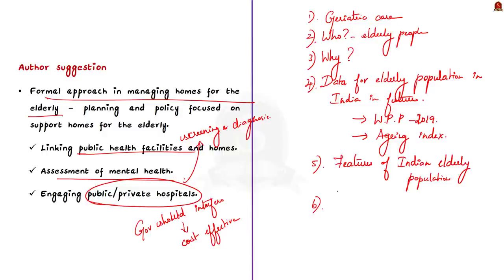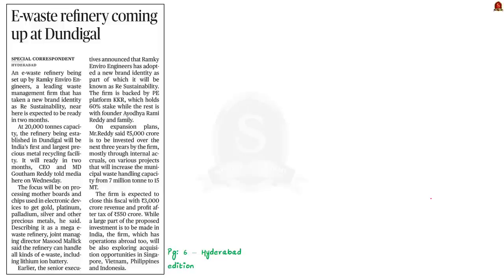And after that, we saw that geriatric care is managed by voluntary organizations or NGOs, and they provide care through old age care homes, retirement homes, assisted living homes. And finally, we saw the need for a formal approach in managing these homes for the elderly. We saw that the homes should be linked to public health facilities, and we saw the mandate for proper planning and policy by the government that is focused on the elderly for supporting the homes. With these points in mind, let's move on to the next article discussion.